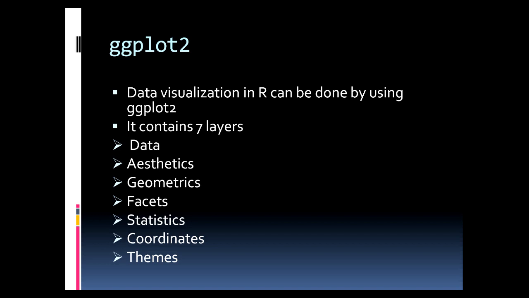Facets are used to plot multiple charts on one canvas and help us to group the data and visualize them all together. Statistics are used to improve the understanding of data. Coordinates are used to control how positions are mapped on the plot. Themes are the outlook of the plot.